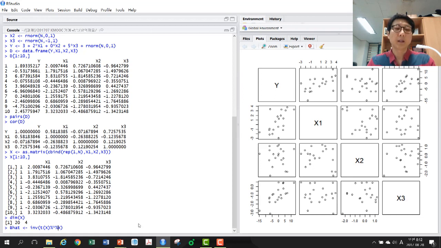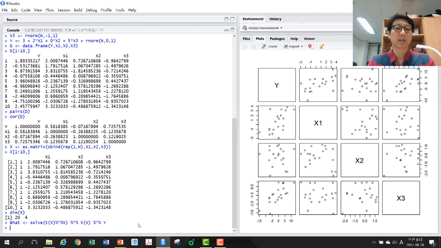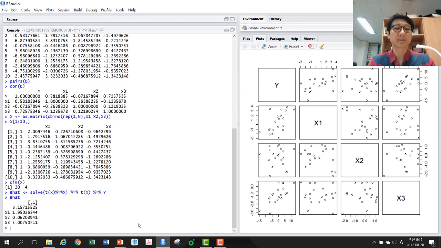Then in the analytical solution, we need to take the inverse. But there's no inverse function in R. Instead, we can use the solve function for the inverse. Then we also do matrix multiplication with the transpose of X, and another matrix multiplication with y. Then this is beta hat. This is the coefficient.